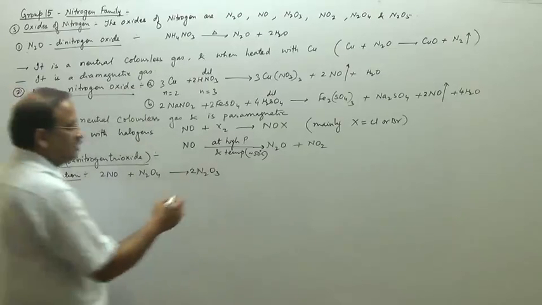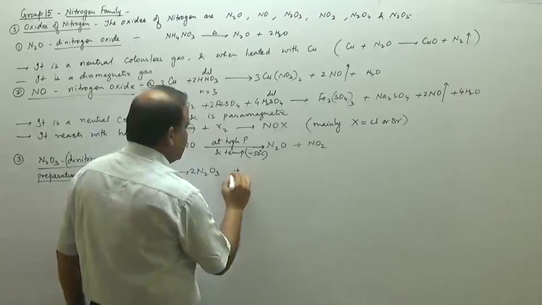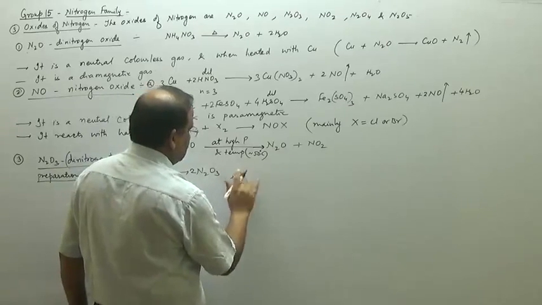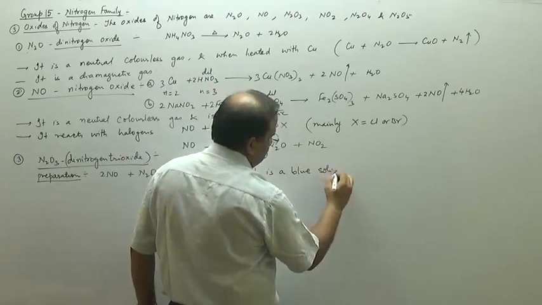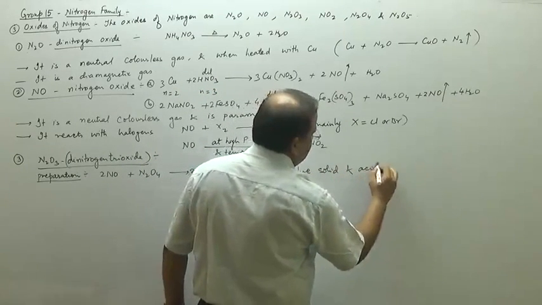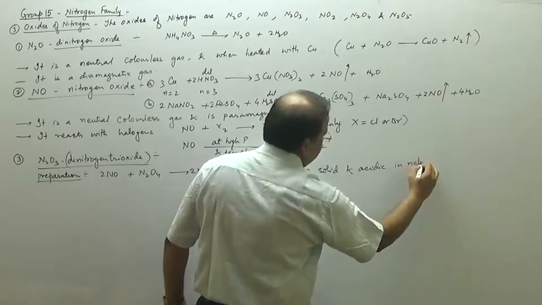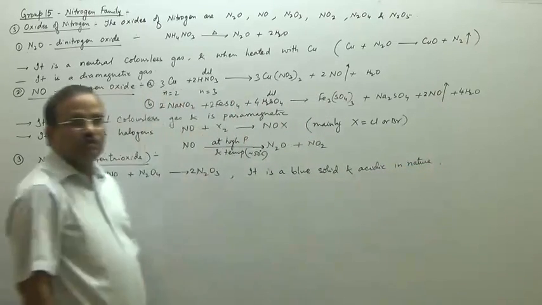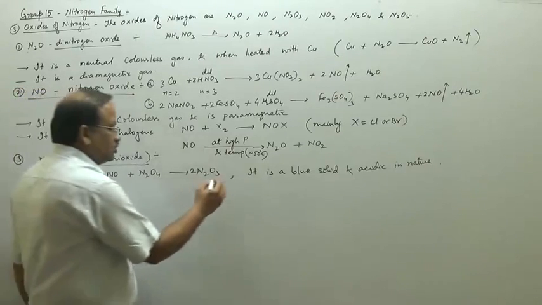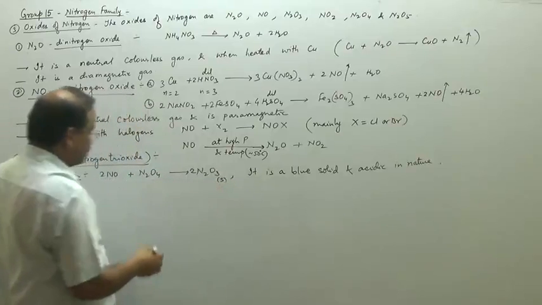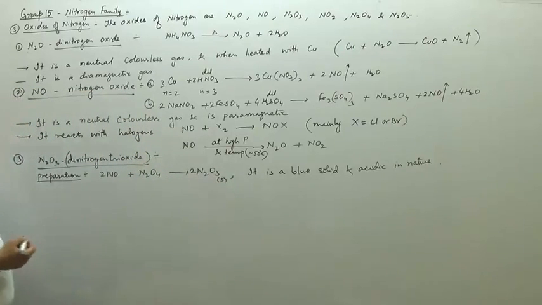It is a blue solid and acidic in nature. The gas which is present is a blue solid. At high temperature it will be in a gaseous state, but it is a solid at room temperature. So we get that a blue solid is formed in this case.